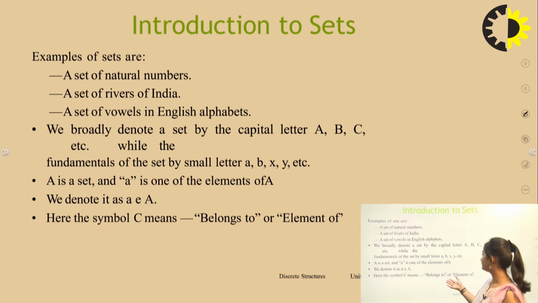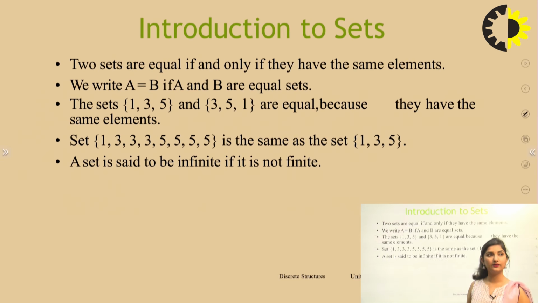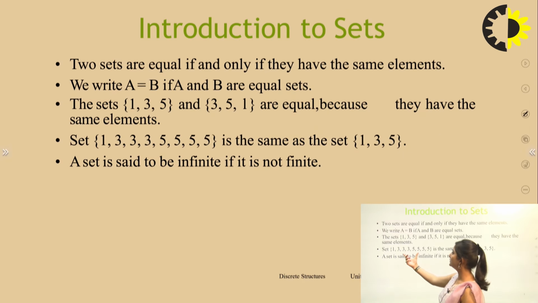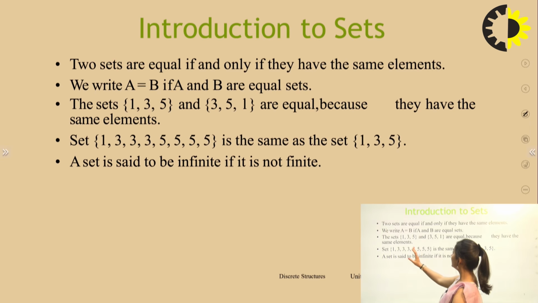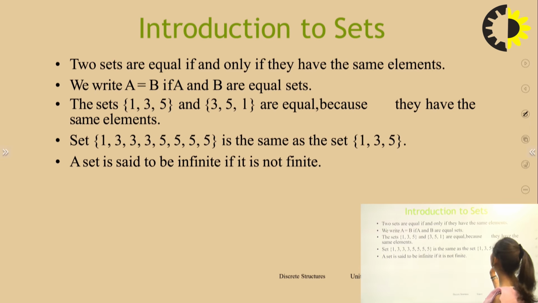Now let's understand with the help of an example. Here in this set you can see the elements are 1, 3, 5 only, but the frequency is different. 3 is repeated 3 times, 5 is repeated 4 times, but it is the same as set 1, 3, 5. So here we say that these two sets are equivalent.